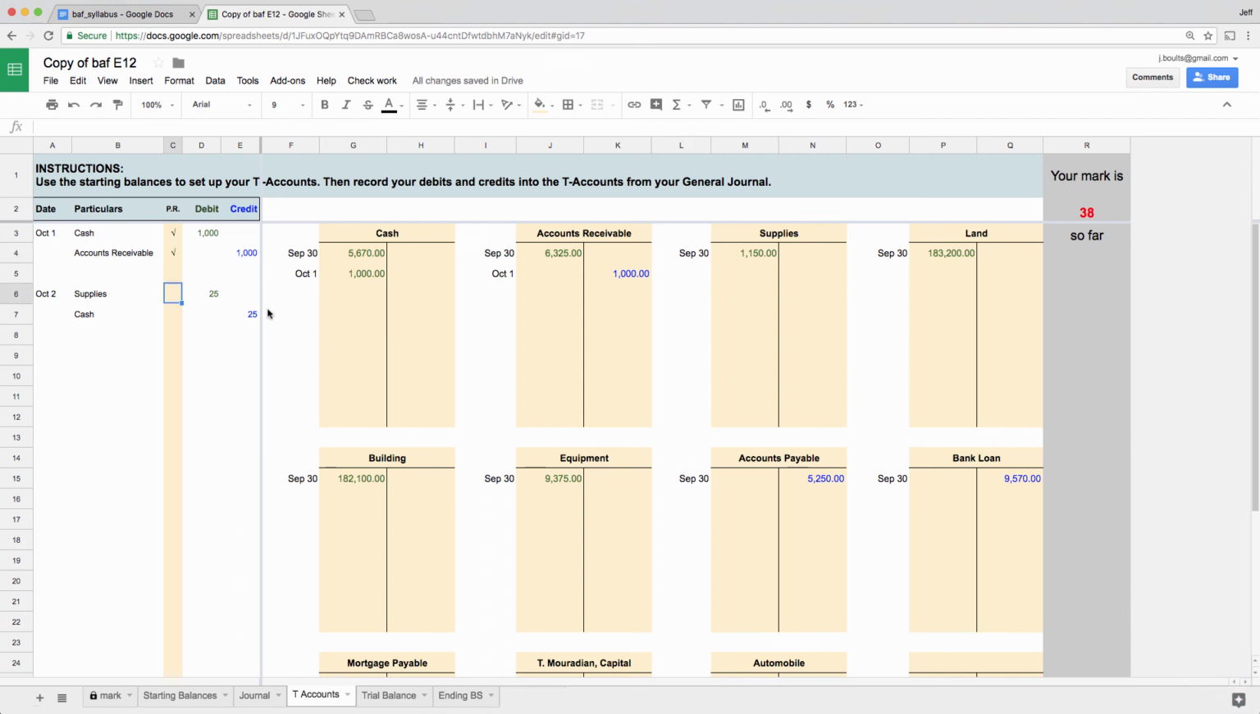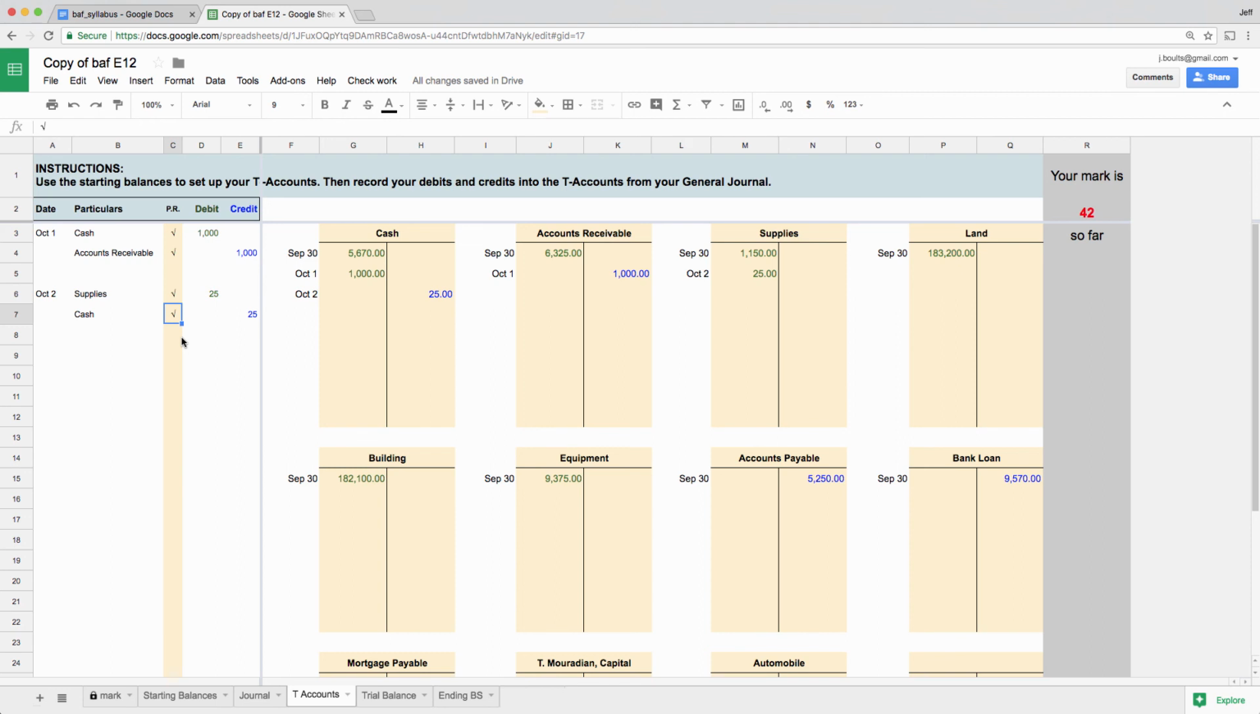Next line, supplies. We go to supplies. We put in the date, October 2nd. We put in the debit, $25. We go back. Check, done. Next, cash, back to cash, October 2nd. Credit for $25, check. That's how you post.